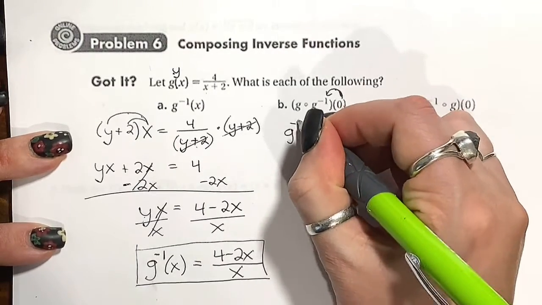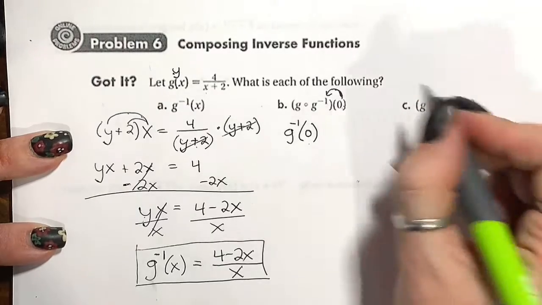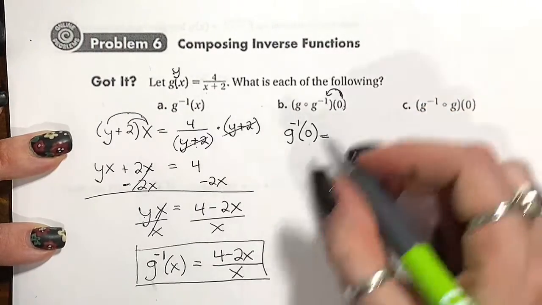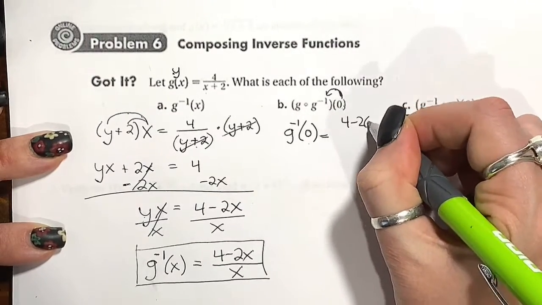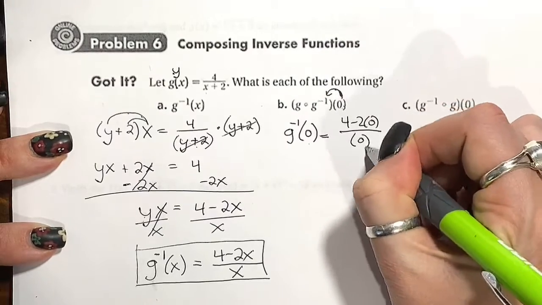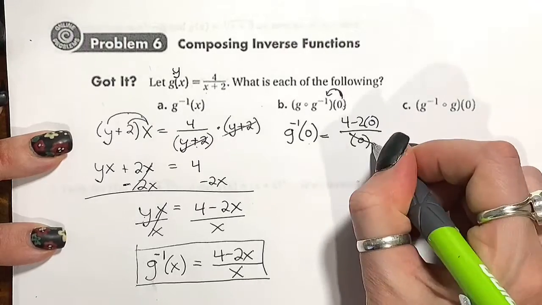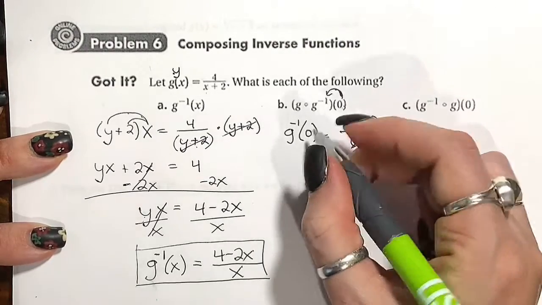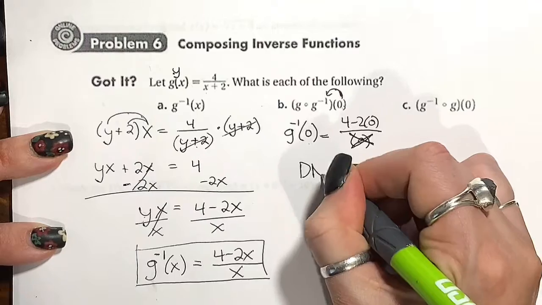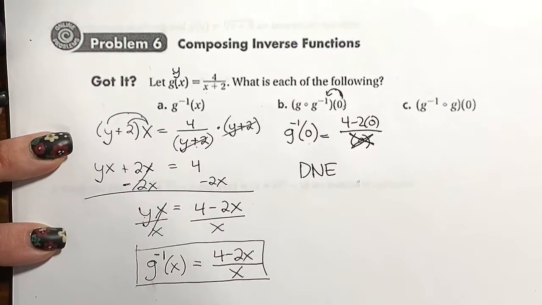So I'm going to do G inverse with 0 plugged in. If I do that, I get 4 minus 2 times 0 over 0. But that's a problem, right? We're not allowed to divide by 0. So this one we would say does not exist. There's an error there. We're not allowed to divide by 0.